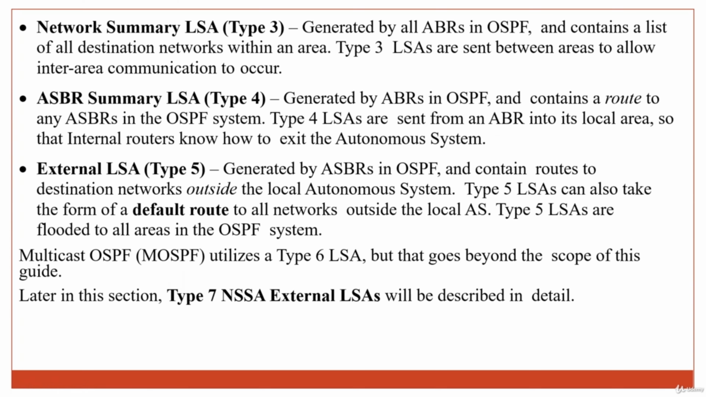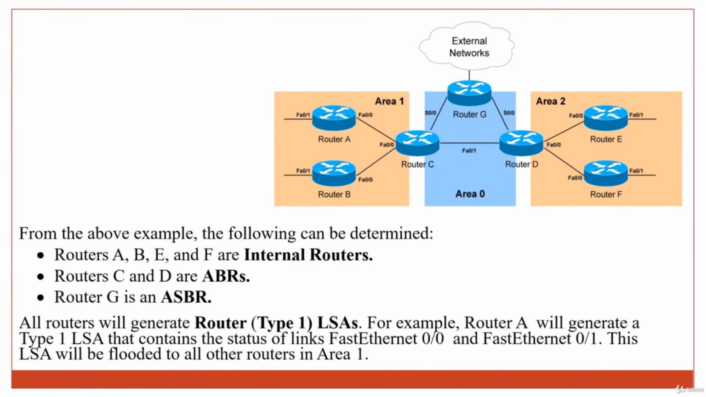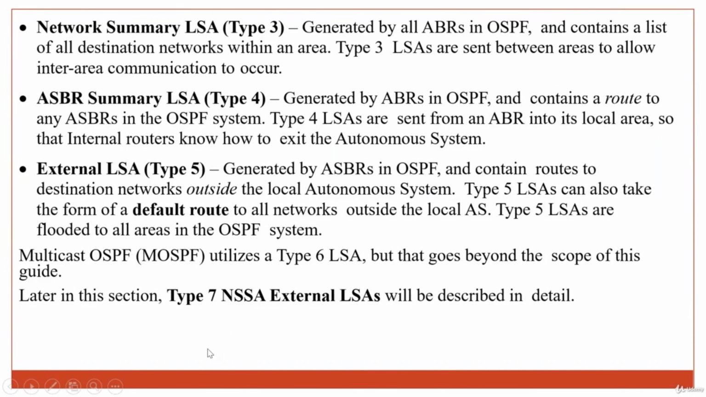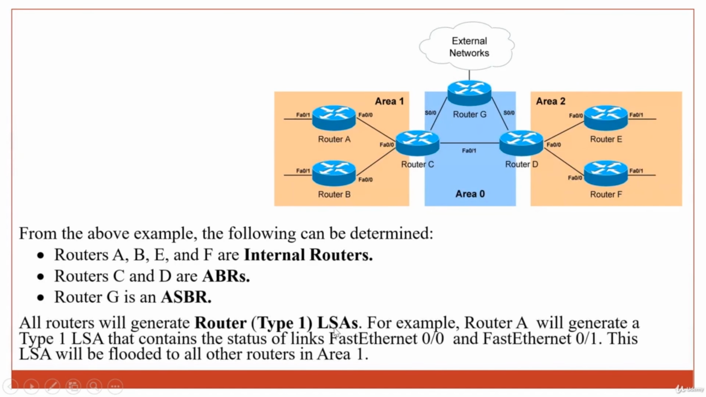Now this is generated by the ASBR, and this information will be flooded inside all the areas. So all the areas, if obviously you have the redistribution, all the areas should know how to reach to the autonomous system border router or the network behind the ASBR. We have type 6 as well, that is the multicast OSPF, type 7 as well, that is not so stubby area. And this type 7 is actually very important, and we'll discuss this later on.